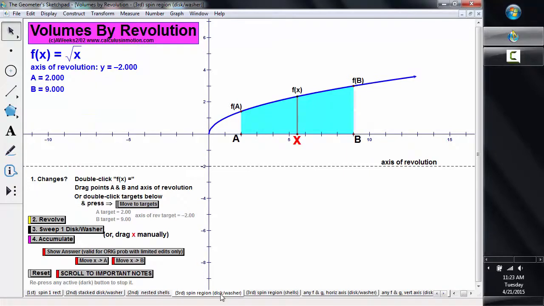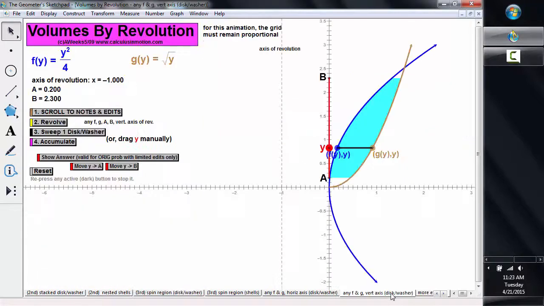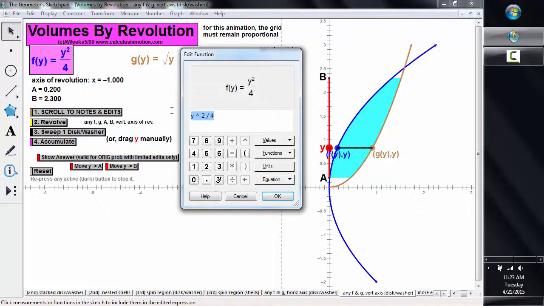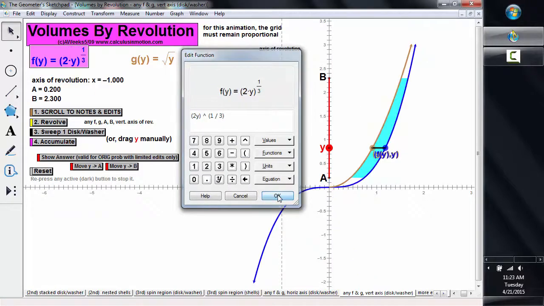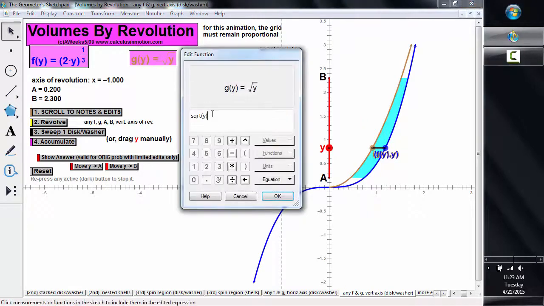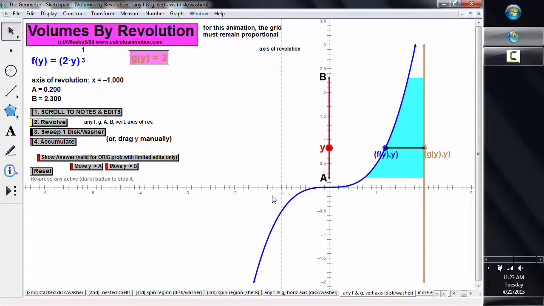Okay, this is number 3. We are going about the y-axis this time. So this time it's a vertical line. So we have to solve in terms of x. So when you do that, you get x equals the cubed root of 2y. So that looks like that. And we also have x equals 2 as our other area. And the line y equals 0 is the x-axis.